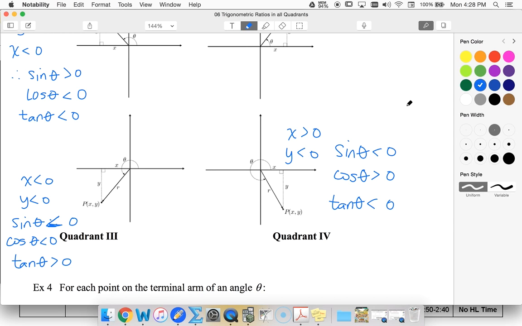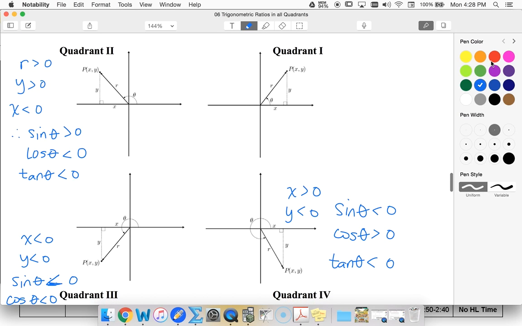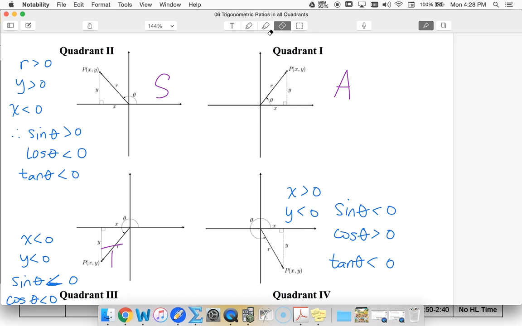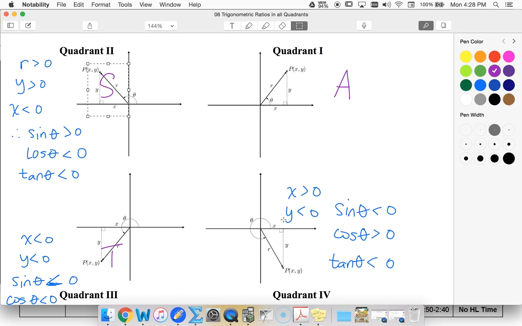The little mnemonic that we use is we look at what's positive. So all are positive here, sine is positive here, tangent is positive here. Let me move my sine to be over in quadrant 2. And then down in quadrant 4, I have that my cosine is positive. So generally we talk about the CAST rule, and that is which trigonometric ratio is positive in that quadrant. Cosine, all, sine, tangent.